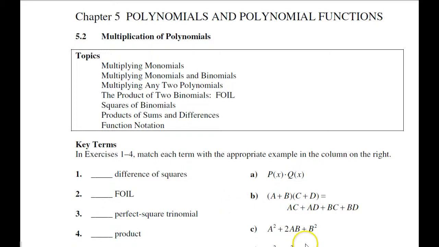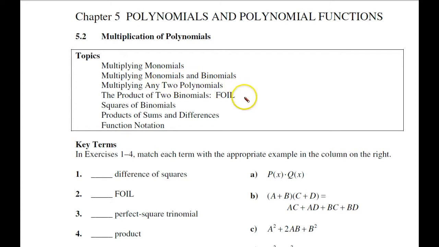As we continue Chapter 5, we're going to do multiplication now. We'll start off with key terms here very shortly. But we're going to be multiplying monomials and binomials, multiplying any two polynomials.